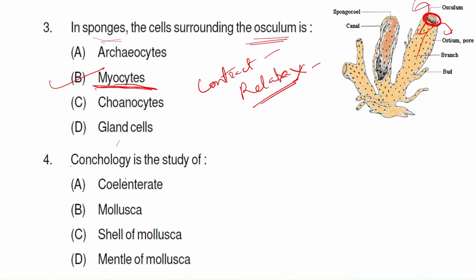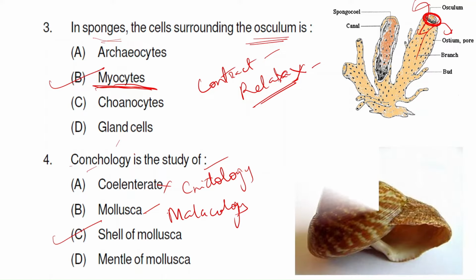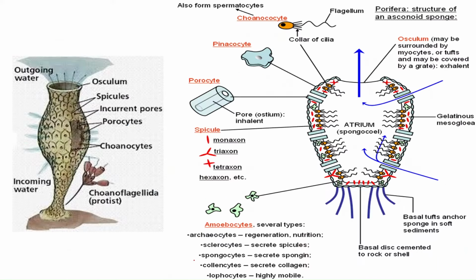Fourth question. Conchology is the study of coelenterates? No. The study of coelenterates is cnidology. The study of mollusca is again what? It is malacology. And the study of shells of mollusks, yes, this is conchology. So the answer to question number 4 will be C, that is, shells of mollusks are studied in conchology.